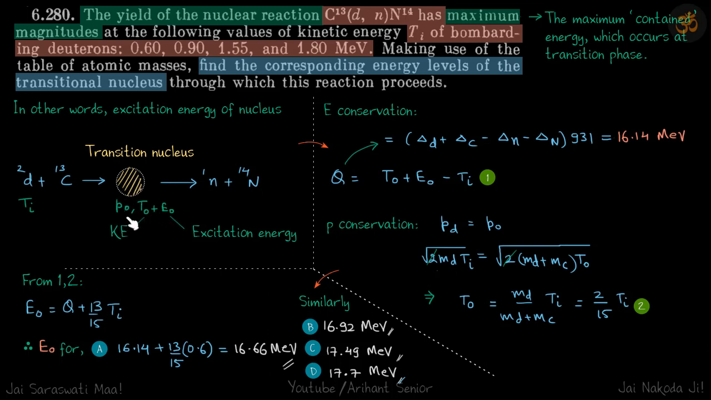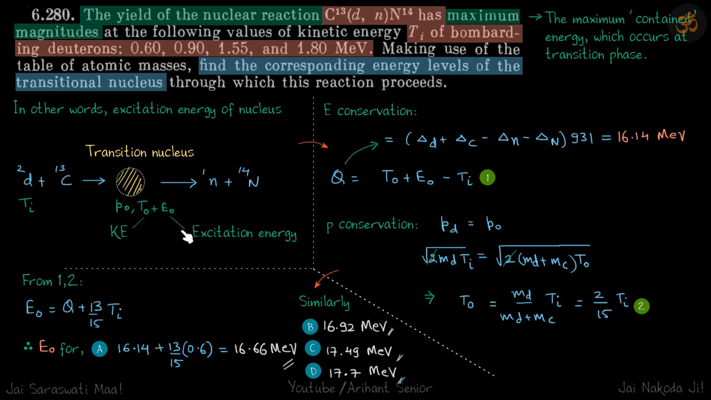Momentum we will represent by P naught, and energy will be in the form of kinetic energy plus excitation energy. We have just learned a bit about this excitation energy in the previous problem 6.279, so you can look at that and come back again. This is how the energy of this nucleus is represented, in the form of kinetic energy and excitation energy. A transitional nucleus always has some excitation energy, which it loses in the form of splitting of these products.